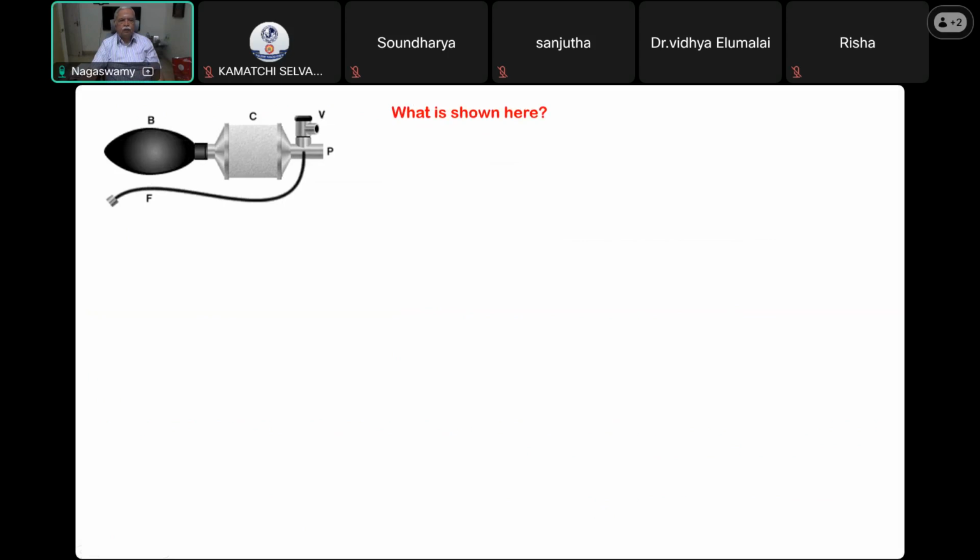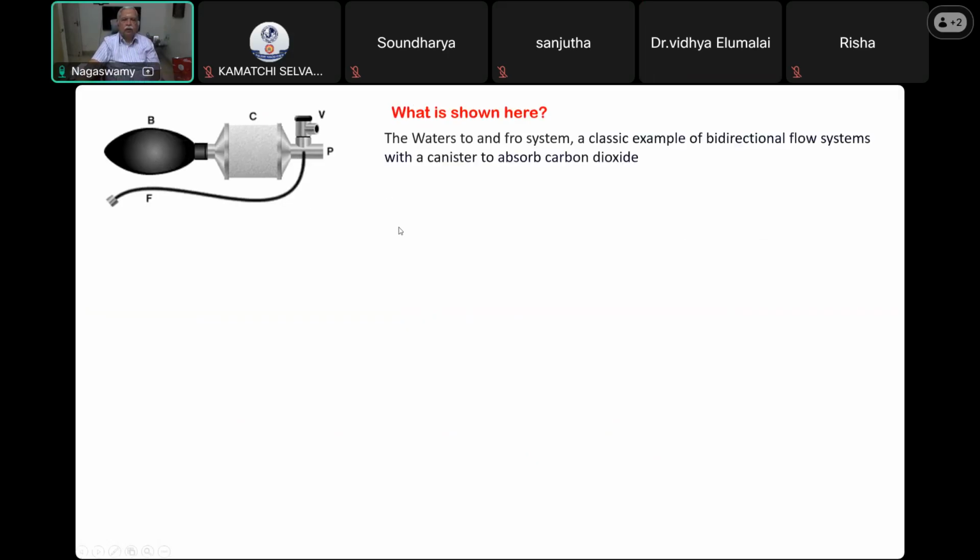Now, what is shown here? It's one of the older things, just for historical purpose. Waters to and fro. This is called the Waters to and fro system, an example of a bidirectional flow system, with a canister to absorb carbon dioxide. So he used soda lime absorption for carbon dioxide elimination as early as that. And there is no corrugated tube here also. You can see the bag is directly attached to the canister and the fresh gas flow is going here.